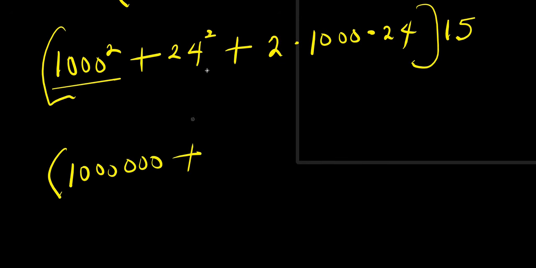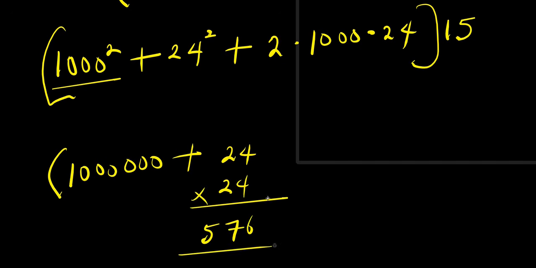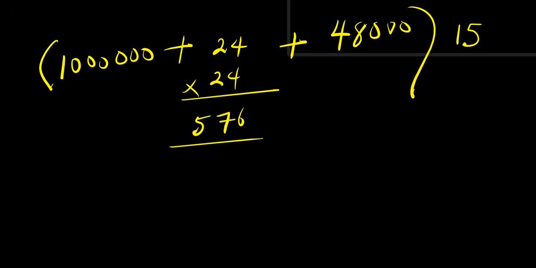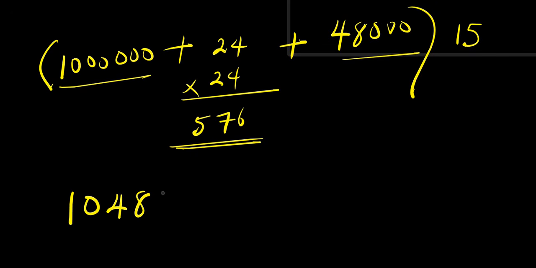So right now, 1000 squared is 1000 times 1000, that is 1 million, plus 24 squared is 24 times 24, and this is 576. You can check that out. Plus this is 48,000. And this will multiply what? 15. So 1 million plus 48,000, that is 1,048,000, plus 576. This is 1,048,576, and this will multiply 15.